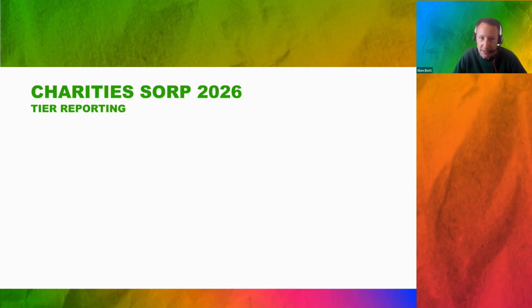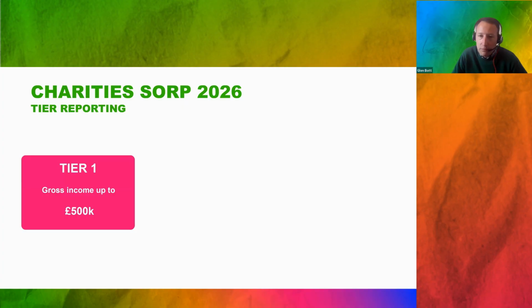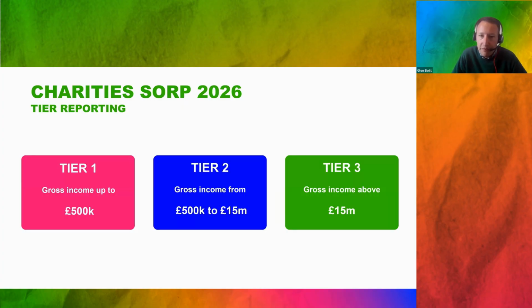So something the new Sorp has introduced is a tier reporting structure. So very much focused on trying to reduce the administrative burden for smaller charities, and to ensure that it's only larger charities that are having to include a certain level of detail. So there's 3 tiers that have been introduced by the Sorp. Tier 1 is for any charities that have gross income up to £500,000. Tier 2 is for charities with income between 500,000 and 15 million. And then tier 3 is gross income above 15 million.